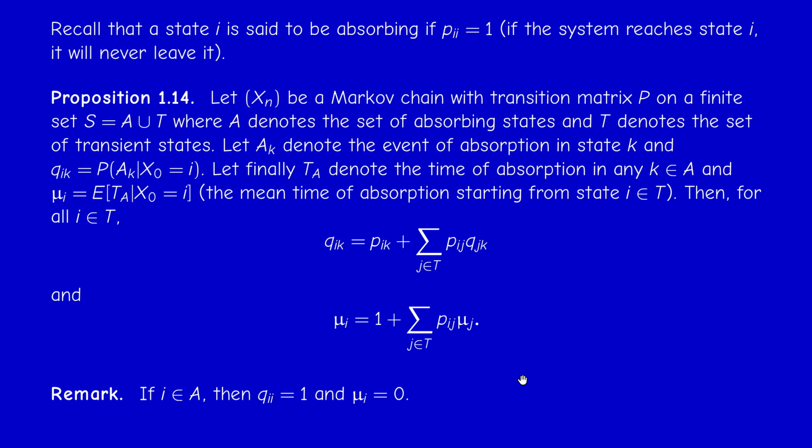Okay, so let us prove. Before I go to the proof, let me just give a remark. If I is an absorbing state, then of course Q_II is 1 because we are already there, and the mean time of absorption is 0 because we are already there, so there's no move. Also, if there is only one absorbing state, then for all states I, Q_IK is 1 because you are going to end in an absorbing state ultimately. So when there are absorbing states, sooner or later the game will stop. It may take a long time before it stops, but ultimately it will stop, with probability 1.